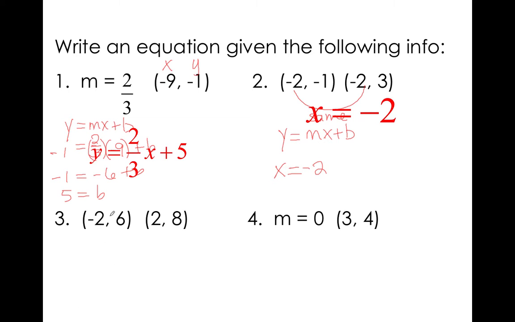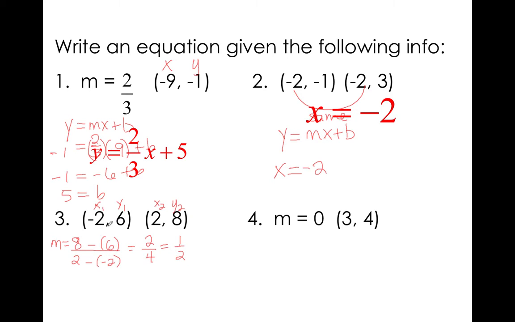The next thing, we're given 2 points. Once again, these are 2 good points. And what we're saying right here is that now, unlike number 2, these 2 x coordinates are not the same. So I will go through and I will actually solve this. First of all, I'm going to find the slope. Well, remember, we have to label x1, y1, x2, y2. And we just plug it into the slope formula. We get 8 minus 6 over 2 minus -2. That'll give us a 2 over 4, which comes out to be 1/2.